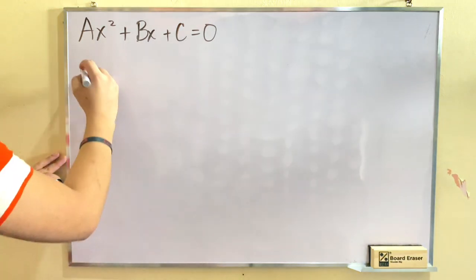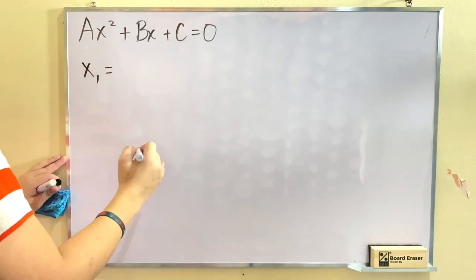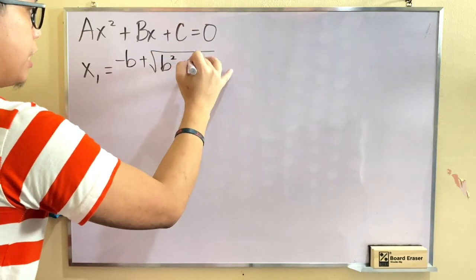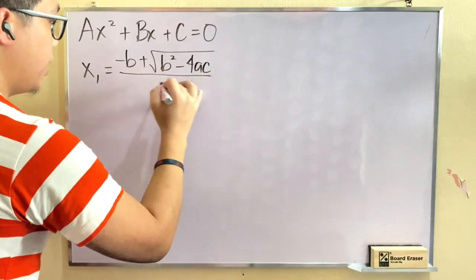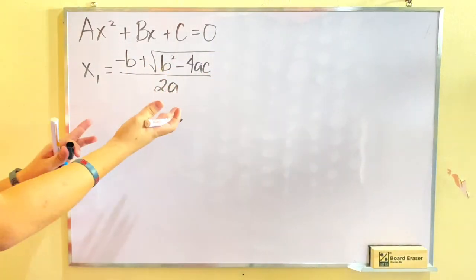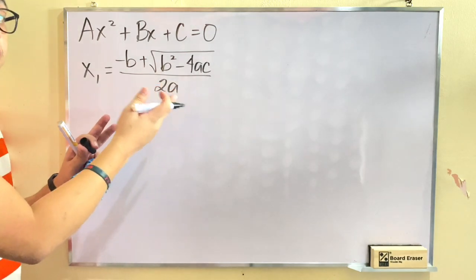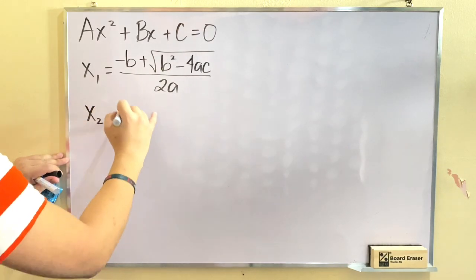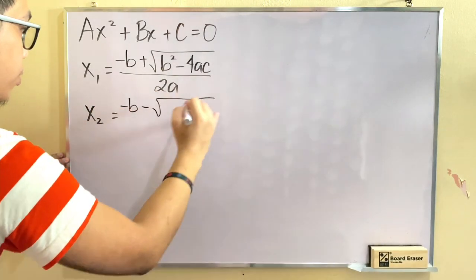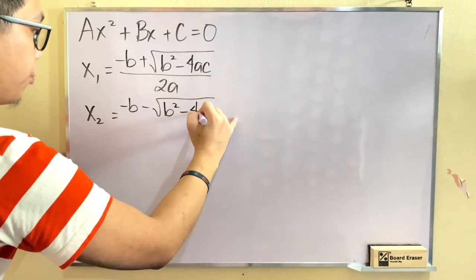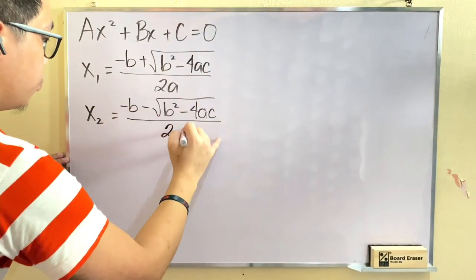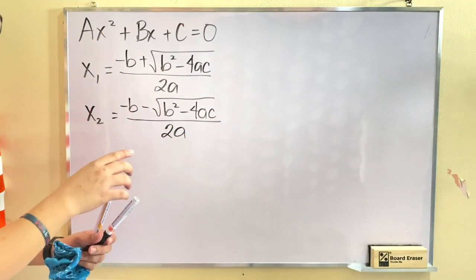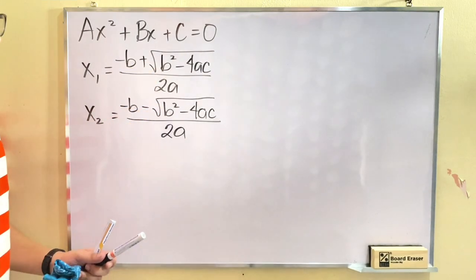Using the quadratic formula, x sub 1 is equal to negative b plus square root of b squared minus 4ac divided by 2a. Saan ko nakuha to? So, nakuha ko tong formula na to from the quadratic formula. Then, yung x sub 2 naman is equal to negative b minus square root of b squared minus 4ac divided by 2a. So, as you can see here, meron tayong dalawang roots kapag merong plus and meron namang minus.